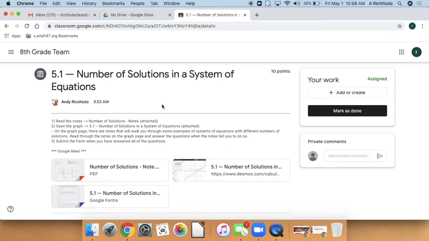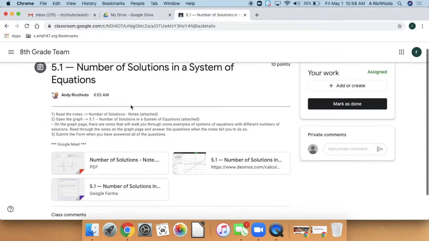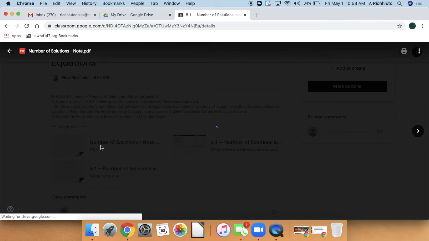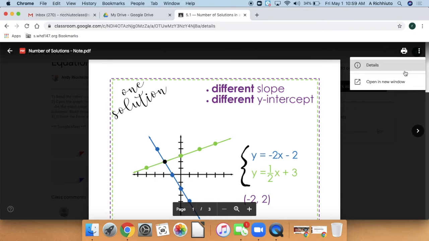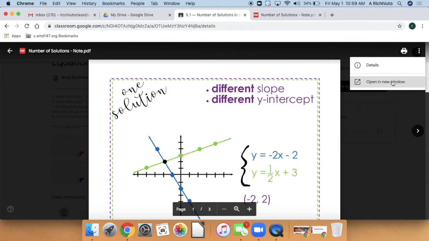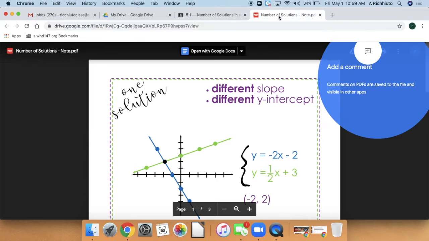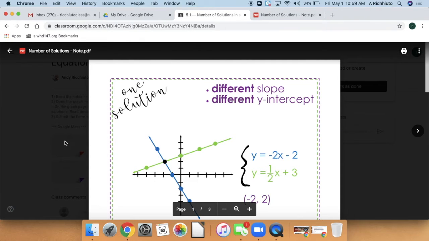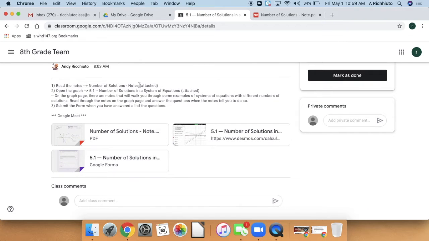So the first thing we're going to do is read the notes. That's the number of solutions PDF attached right here. Okay, so we're going to take a look at these. If you click right here on these three dots, you can open this in a new window, and then you can have your notes here in one tab and your assignment open here in another tab. Okay, so it wants us to read through these notes.